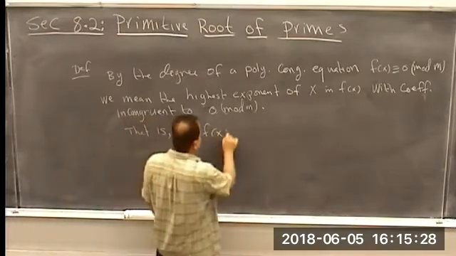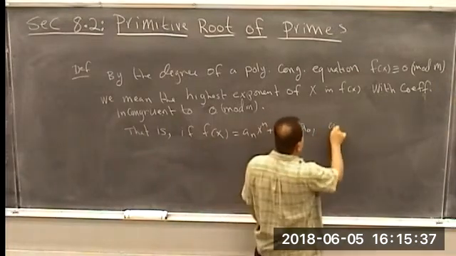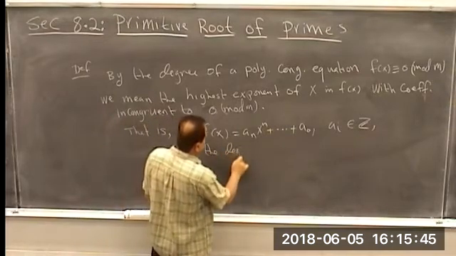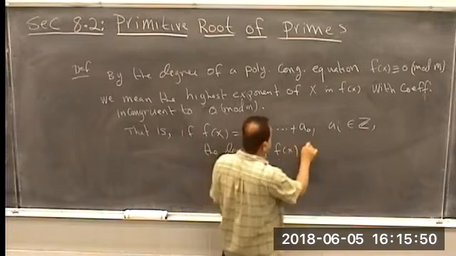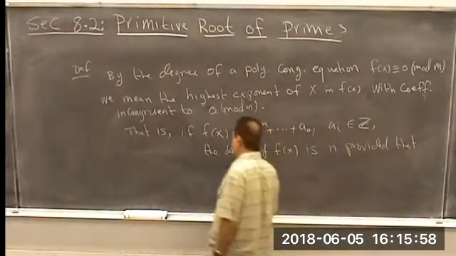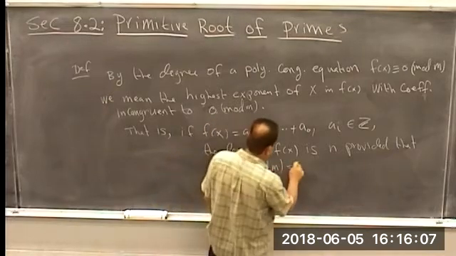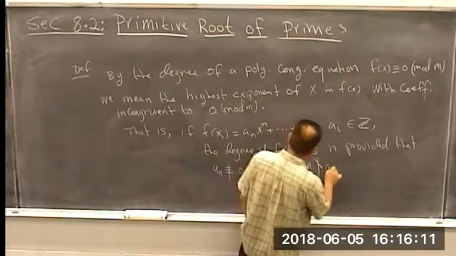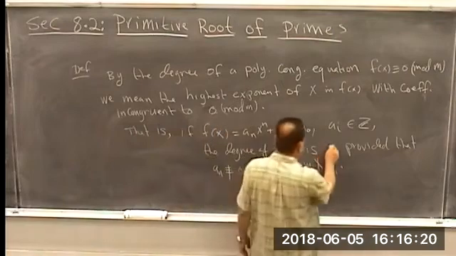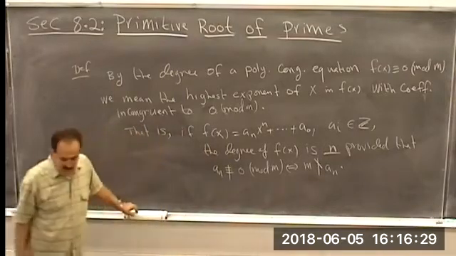So in other words, if we have f of x equal to a sub n x to the n up to a sub 0, where all these a sub i's are integers, the degree of f of x is n, provided that a sub n is not congruent to 0 mod m. And this is equivalently saying that m does not divide a sub n. Right? So the degree is equal to the highest exponent. All right, let's look at an example just to illustrate this idea.